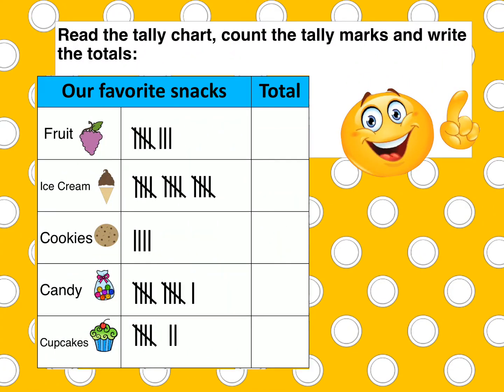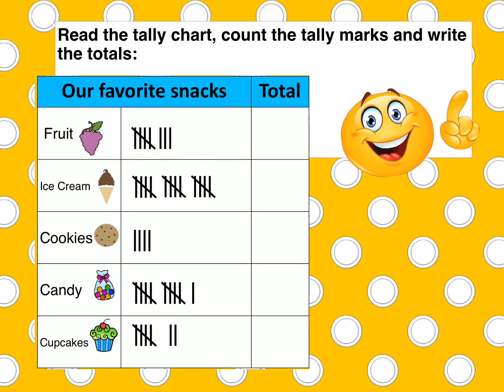This chart is titled Our Favorite Snacks, and it has 5 different snacks. They are fruit, ice cream, cookies, candy, and cupcakes. We need to read the tally chart, count the tally marks, and write the totals.